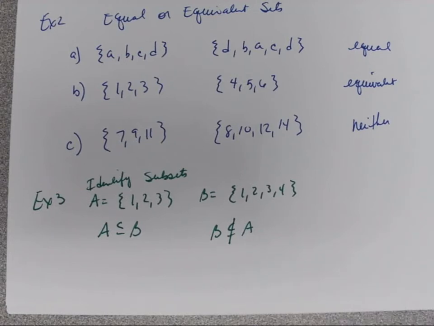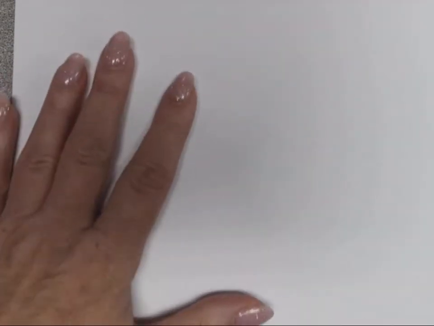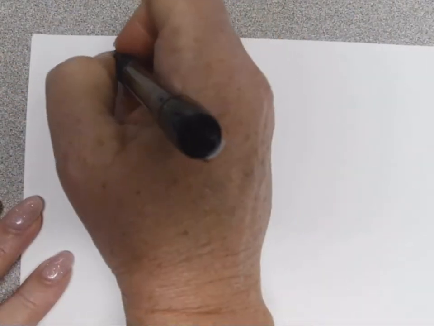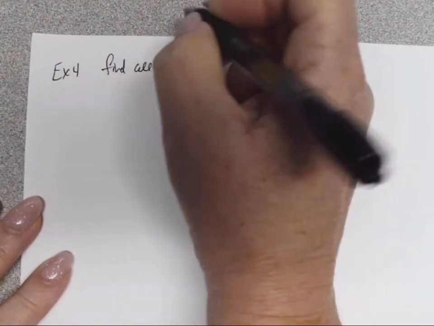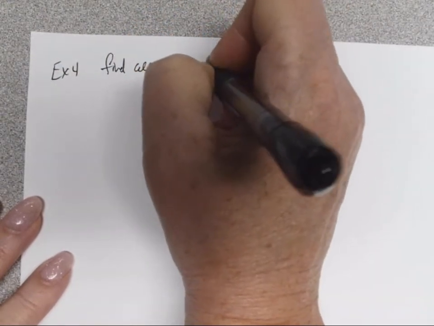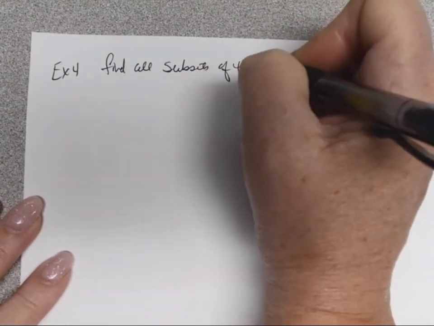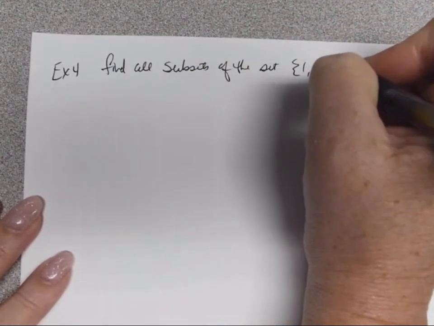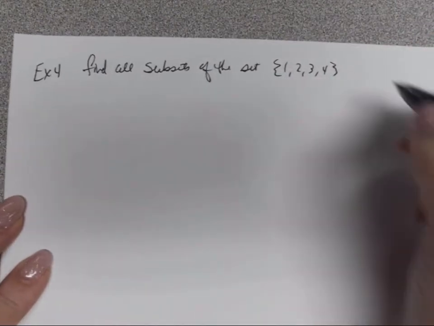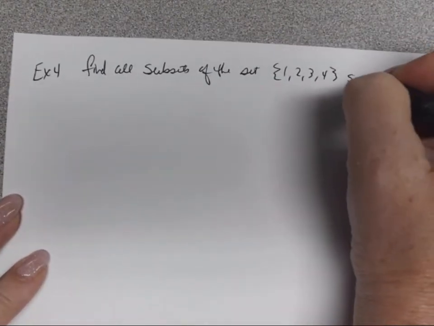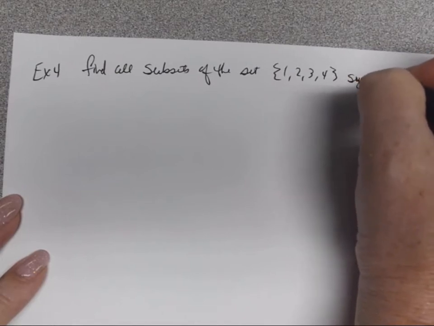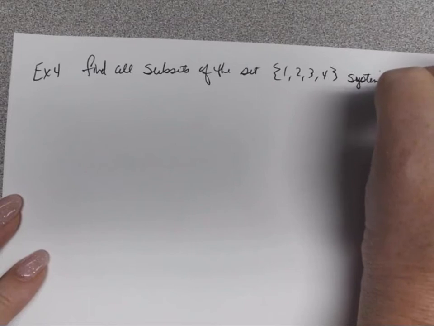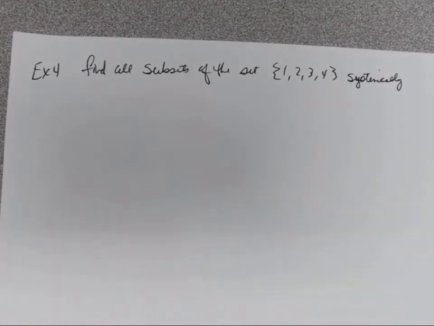So let's go look at example 4. For example 4, we want to find all subsets of the set 1, 2, 3, and 4. And we want to do this systematically, which means we want to use a system.